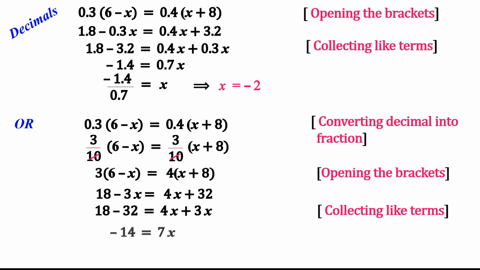Next I have minus 14 is equal to 7x, and finally x becomes equal to minus 14 upon 7, whereby we get the value of x as again minus 2. Both the methods are okay. Whichever you are convenient with, you can go forward. You can continue with the decimal part as it is if you are comfortable with decimals. Otherwise, one more option is there.